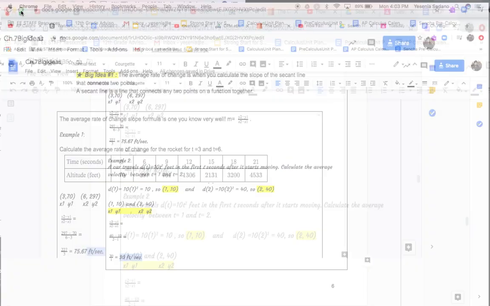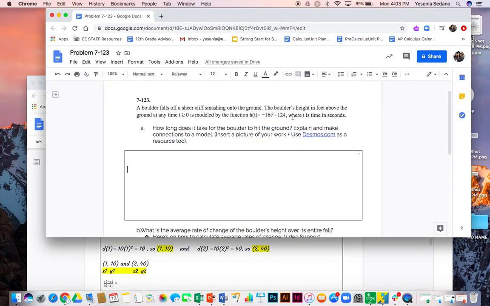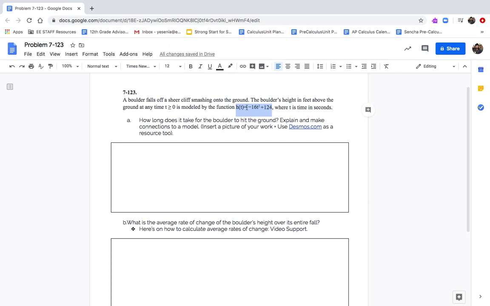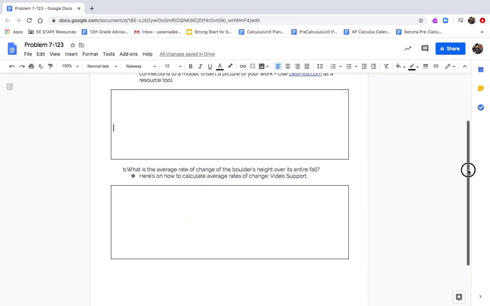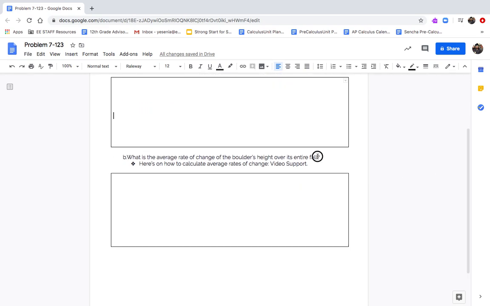Once you're looking back at your problem, you're going to utilize this function now. You have a different function. This is modeling a boulder that's falling. But it's cool because h represents feet, just like that car example, and t represents time in seconds, just like that car. It's asking us to calculate the average rate of change over its entire fall. So what you're going to be doing is choosing the 2 points that represent the boulder's entire fall. Once you have those 2 points, then you're going to plug them into the slope formula and from there find the average rate of change.